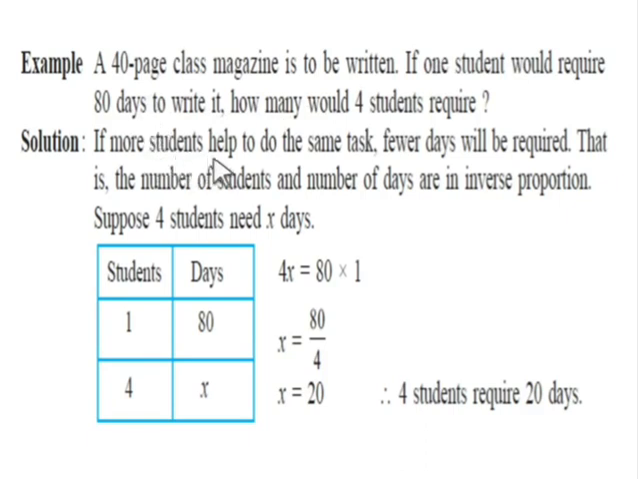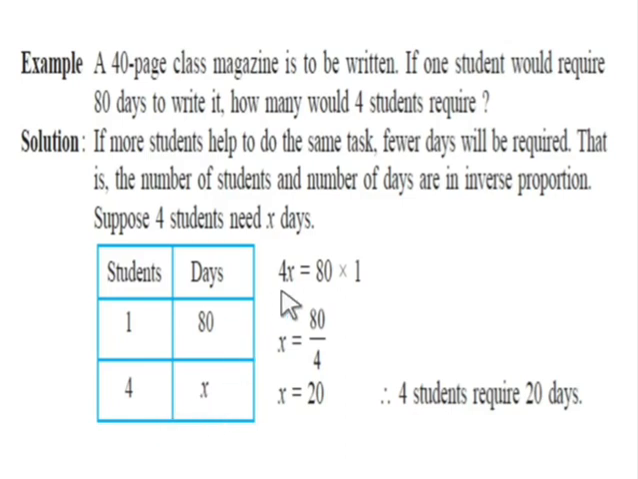Now, if more students help to do the same task, fewer days will be required. That is, the number of students and the number of days are in inverse proportion. We will consider, let 4 students need x days to complete the magazine. So, we will make a table of it. Here, one student takes 80 days, 4 students take x days. Now here these are the two quantities. The product of these two quantities will remain the same. That is 1 multiplied by 80 is equal to 4 multiplied by x.